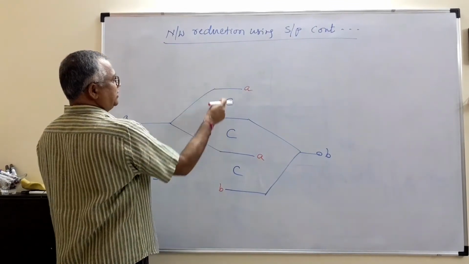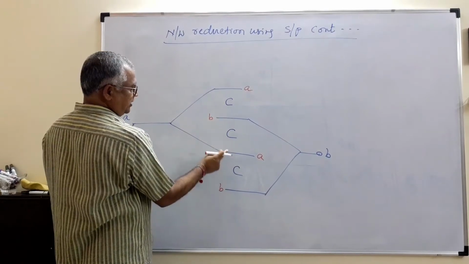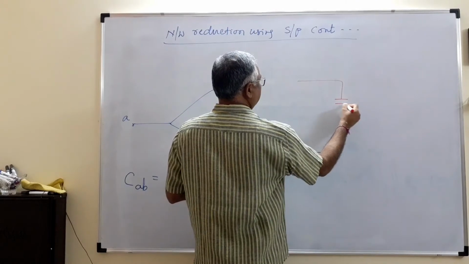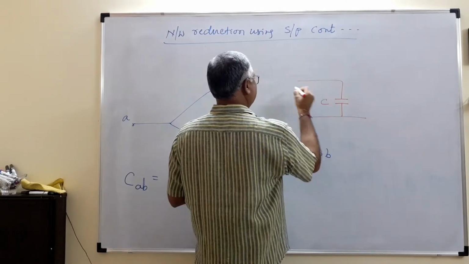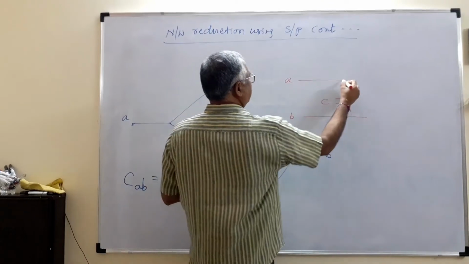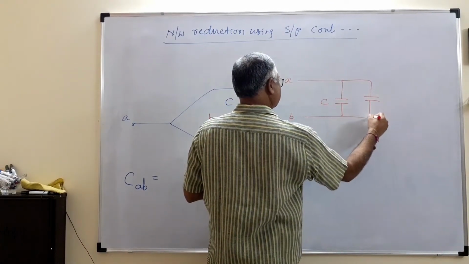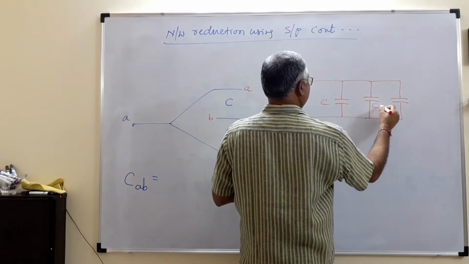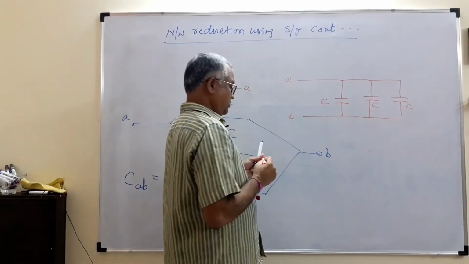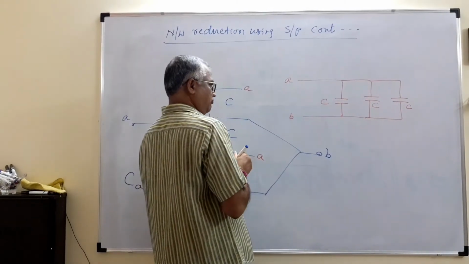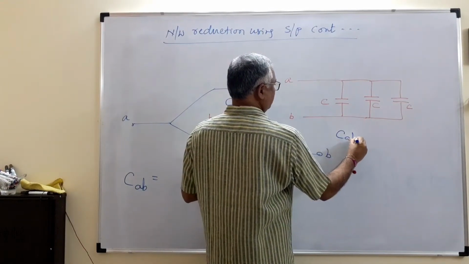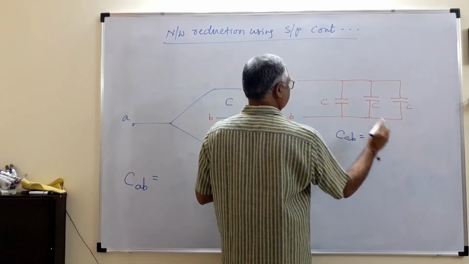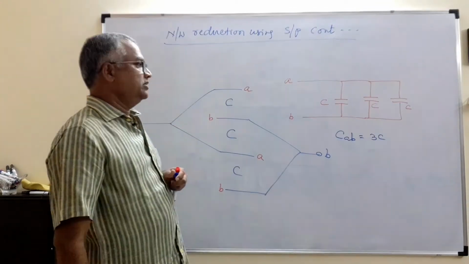So C across AB, C across AB, C across AB. If you redraw, there is one capacitor C across AB, another capacitor also across AB, and a third capacitor across AB. All values are equal. So what is CAB now? They are all in parallel, so you get 3C. That is the answer.